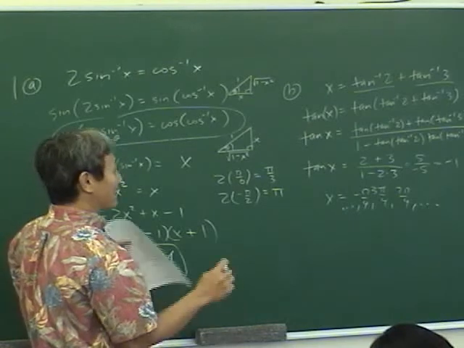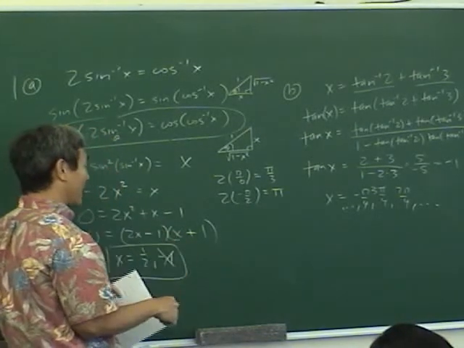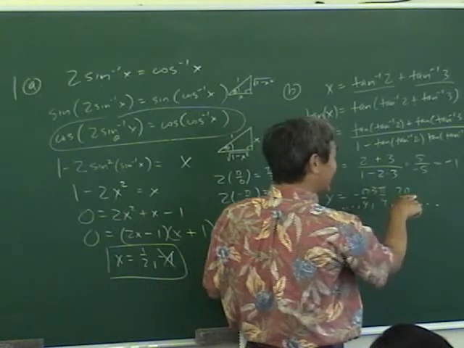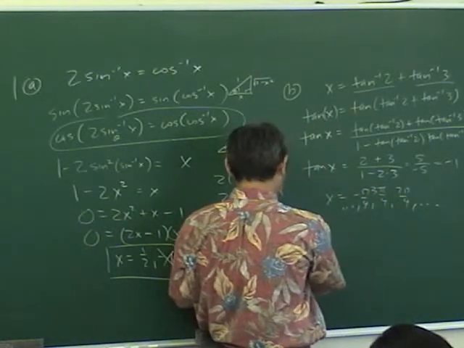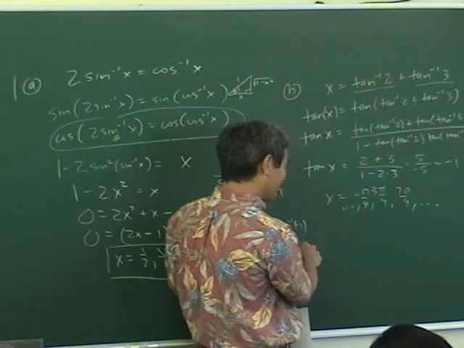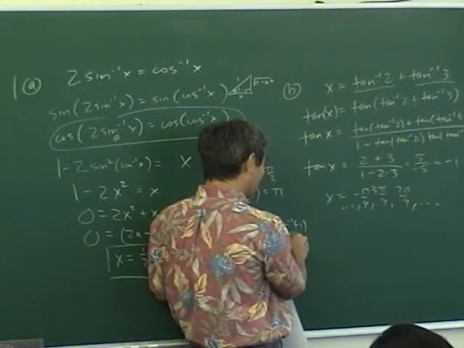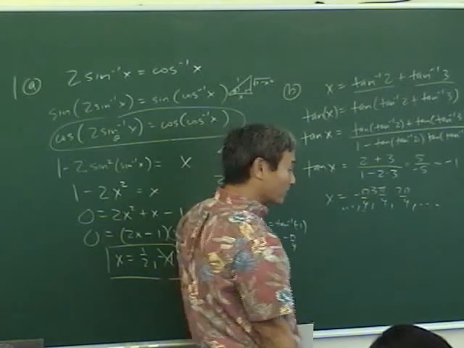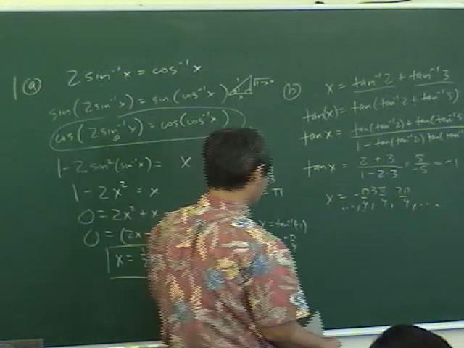Now, this is what a lot of people do, which is just totally inept. They go, oh, to solve for x, just tan inverse both sides. So x equals tan inverse negative 1. Hey, that's a number I know. What's tan inverse negative 1? Negative pi over 4. And then they go, oh, that's your answer. Wrong. You can't do that.